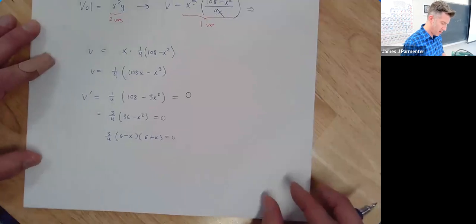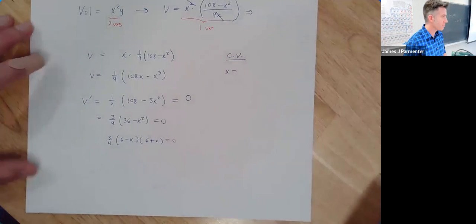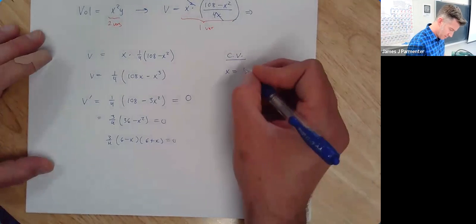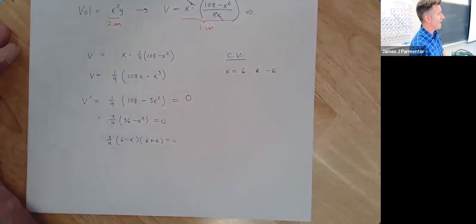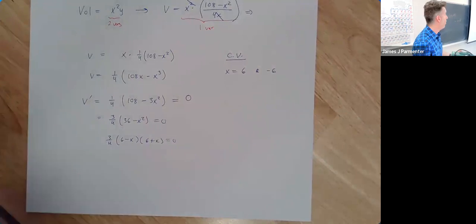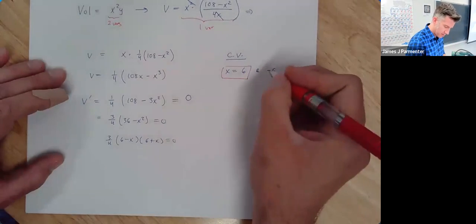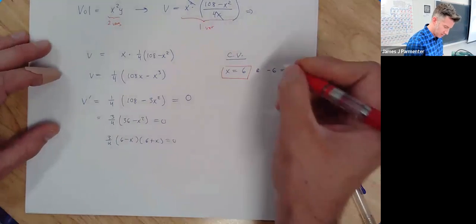All right, let me ask you all, what are my critical values? 0 is not a critical value. Okay. Which of these critical values make any sort of sense in the context of the original problem? Only positive sense. That x equal to -6 is meaningless in this situation.